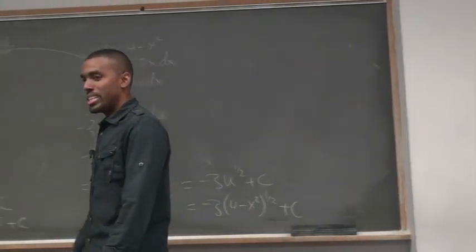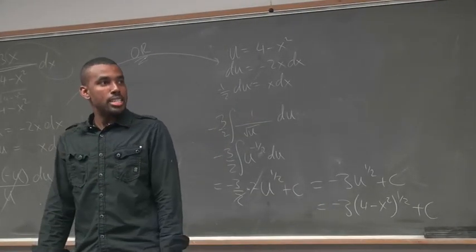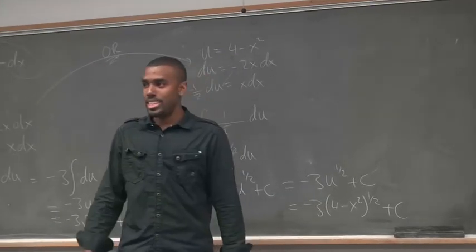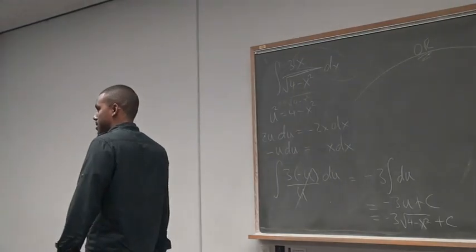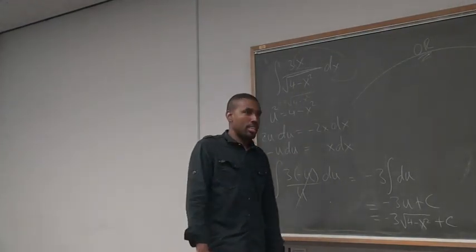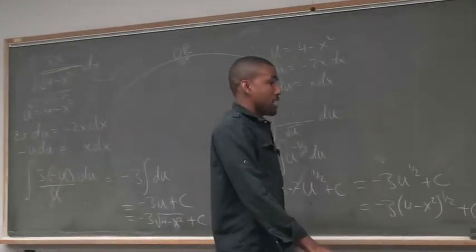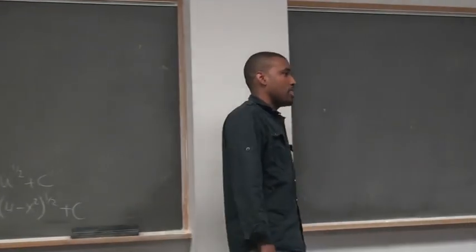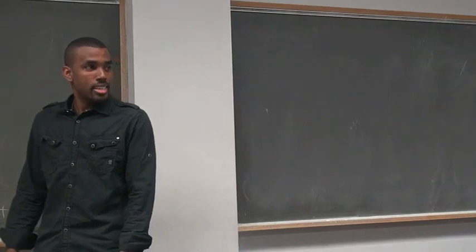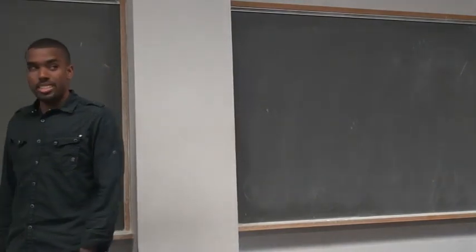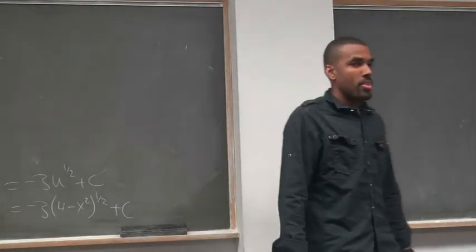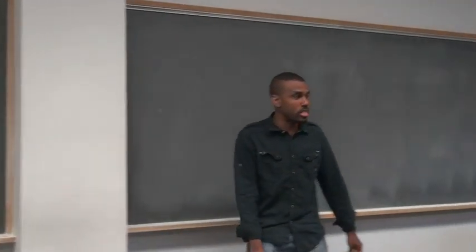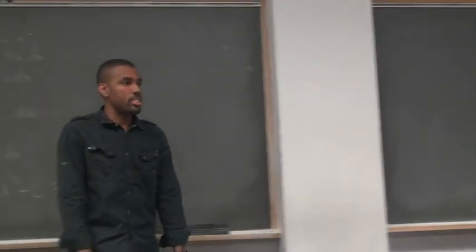What's sine of 0? What's sine of 5 pi? Is it 0? What's sine of 7 pi? What's cosine of 4 pi? 1. What's cosine of 7 pi? Negative 1. What's cosine of pi over 2? 0. What's tangent of pi over 2? It doesn't exist. Why doesn't it exist? Because tangent is sine over cosine, and cosine of pi over 2 is 0, and we cannot divide by 0, so it does not exist.